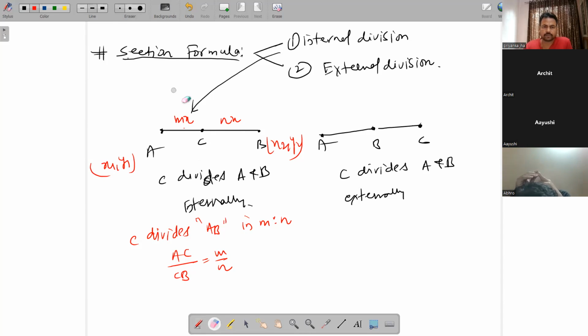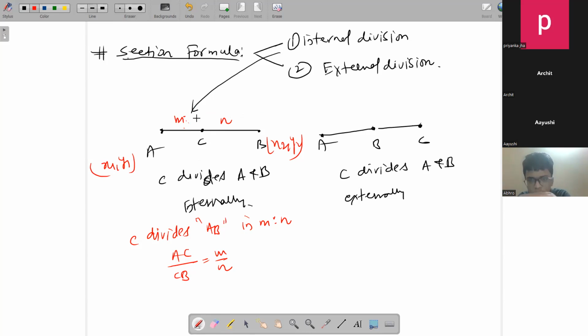That's it. Don't confuse this: the length of AC is not m. Now you can also take m is to n. This is m is to n. So don't confuse with AC. The length of AC is m? No, it is not m. This is a ratio only.